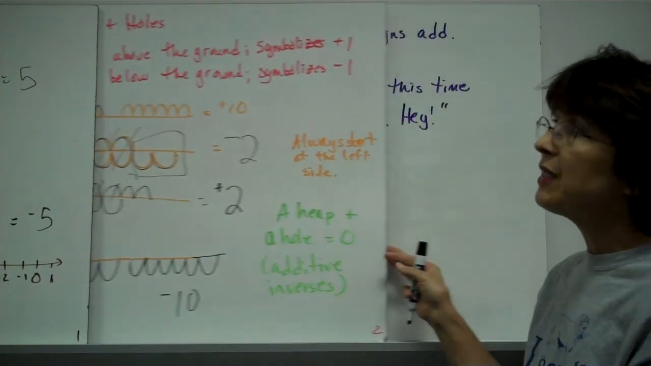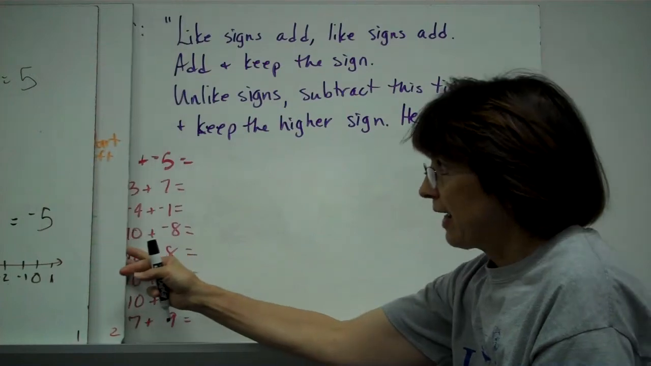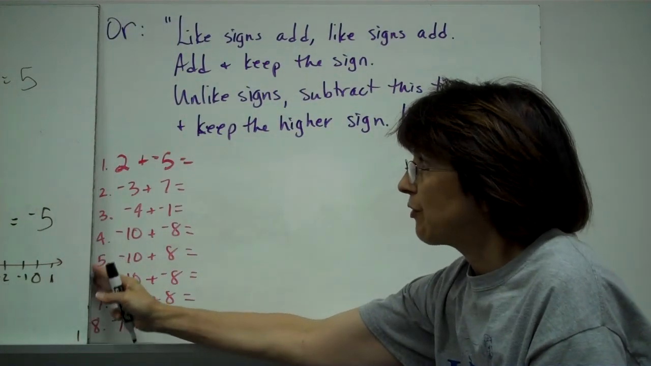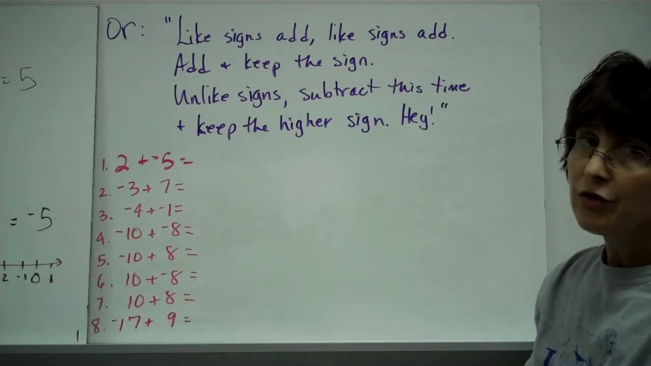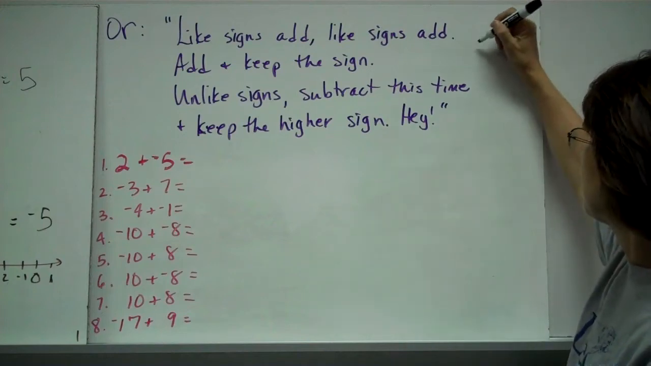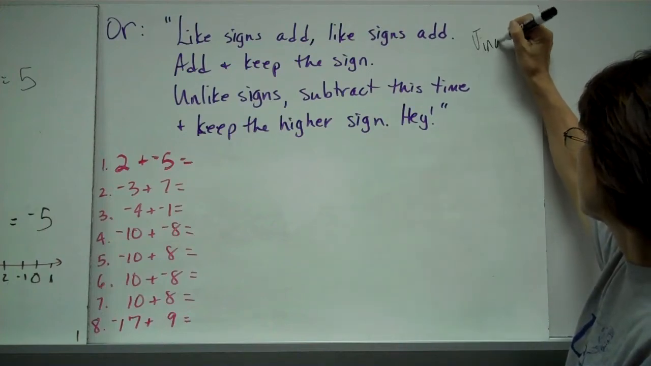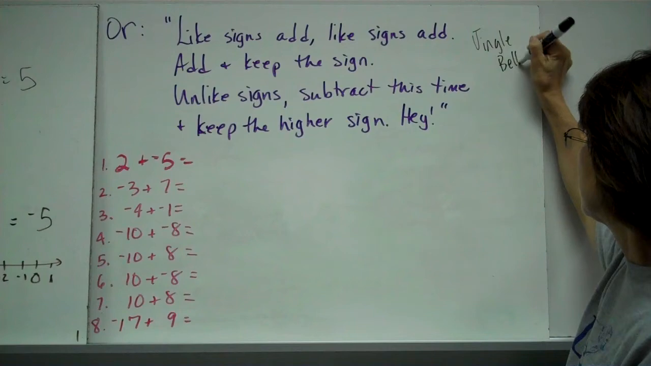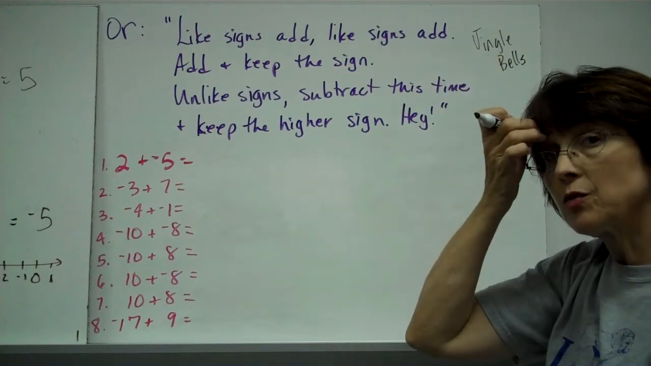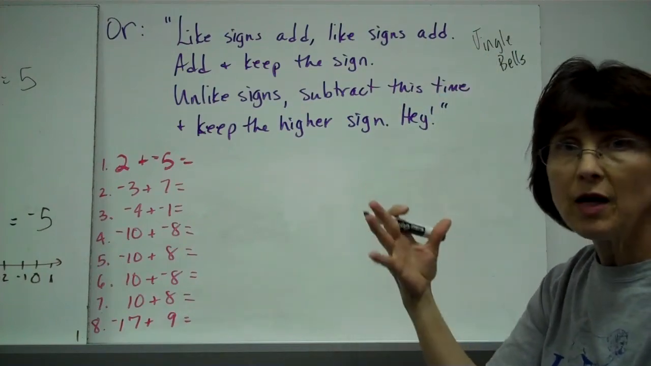All right, now those are 3 different models. Another way you can add, another way to think about it, or maybe you want to remember, is a little tune, a little rhyme. And this goes to the song of Jingle Bells. This is another way to memorize it where it's not a model, but it's a really good way. If you can just remember Jingle Bells and the rhyme, you got it.